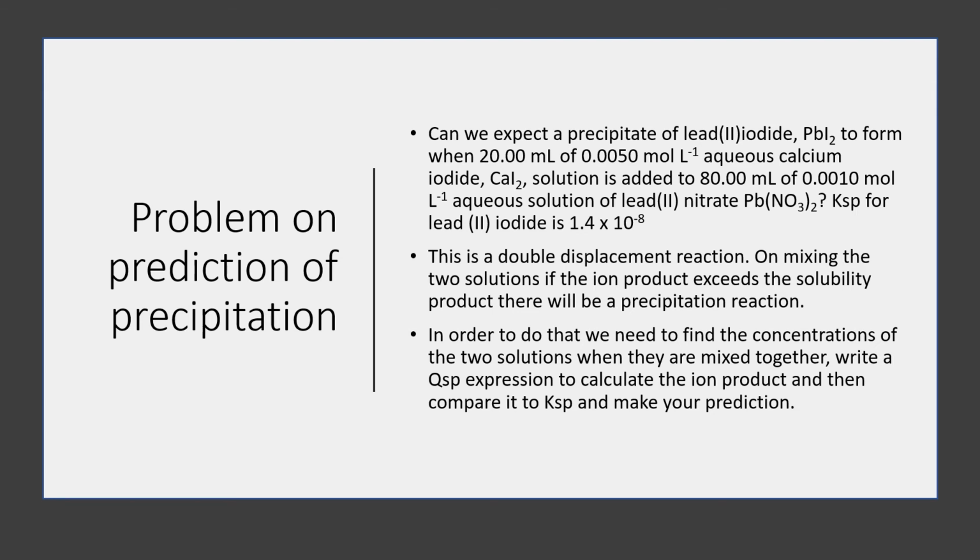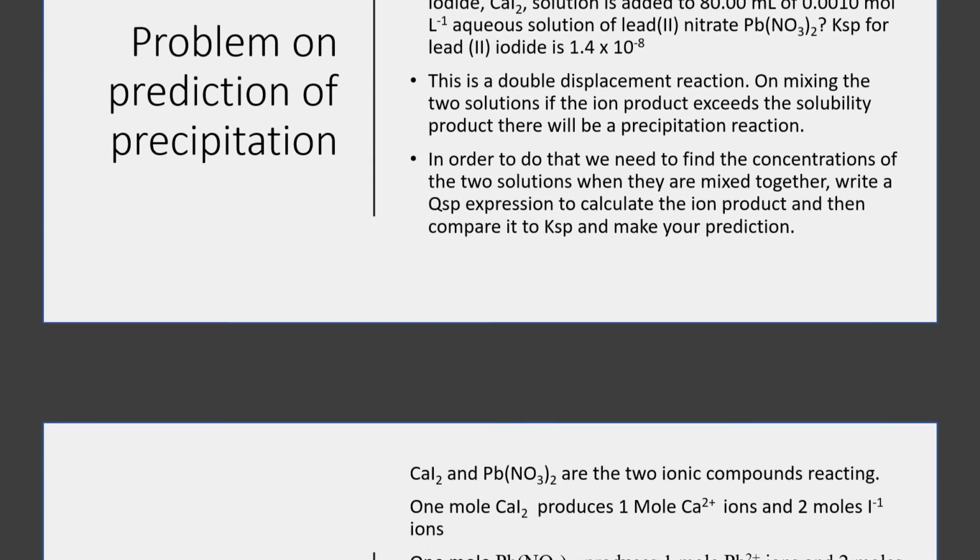So bear in mind, this is a double displacement reaction. In order to predict whether this reaction will take place or not, we are going to calculate the trial ion product. In order to calculate the trial ion product, we will need the concentrations of the solutions. You are given the concentrations of the ions before the reaction takes place. But once you mix the two solutions, the volume has changed, so it has a new concentration.